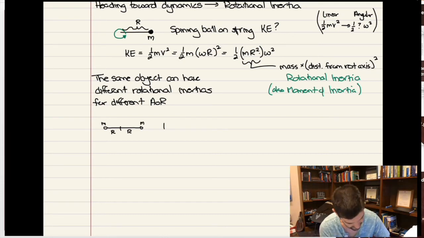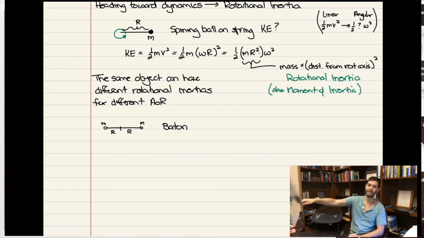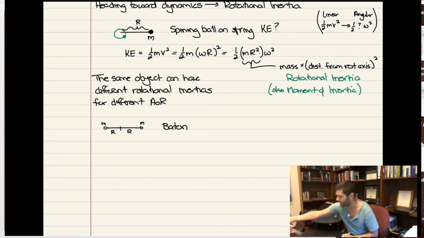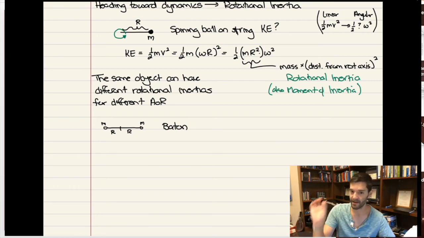What if we have a baton? So I guess this is not quite a baton, but it's long enough for me to use. But I have a baton, and there are two masses at either end with a very thin rod in between. What is the rotational inertia of the baton? Now, given what I just said, that's an ill-posed problem. If I just said, what's the rotational inertia of the baton? You would respond, you have not given me enough information to answer the question. Because I also have to specify how I'm rotating the baton.